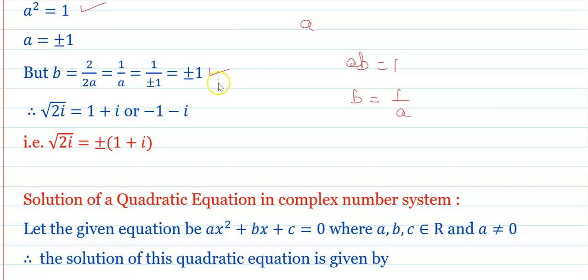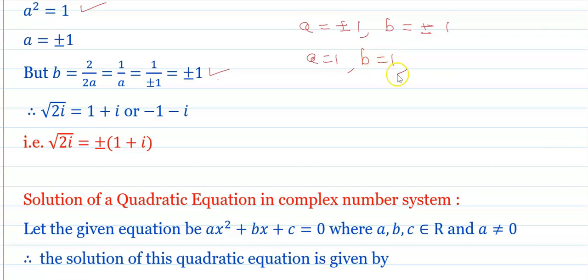And therefore, you will get the complex number in the form a plus ib. A plus ib च्या form मध्ये. What is that? First, a is equals to plus or minus 1. आणि b ची पण व्हॅल्यू किती मिळते आपल्याला? Plus or minus 1. If I take a is equals to 1, b is equals to 1, then what is the complex number? 1 plus i. If I take a is equals to 1, b is equals to minus 1, then 1 minus i.